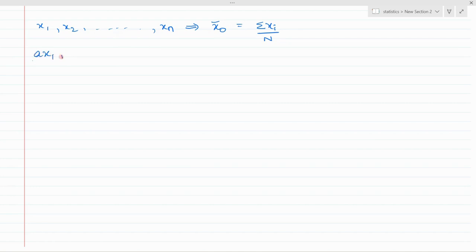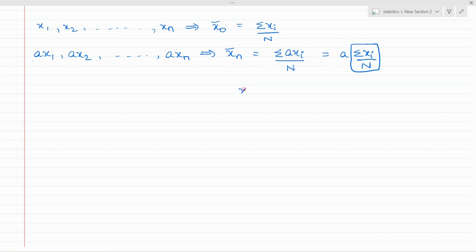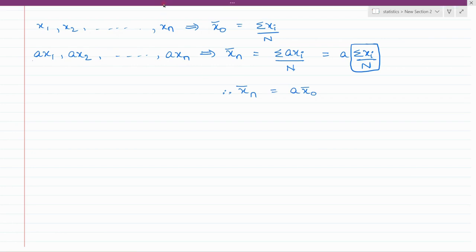So it will be ax1, ax2, so on till a times xn. Then the new mean will be sigma axi upon n. A is a constant, bring it out. So a into sigma xi upon n. This is nothing but the old mean. So therefore, the new mean is nothing but a times the old mean.